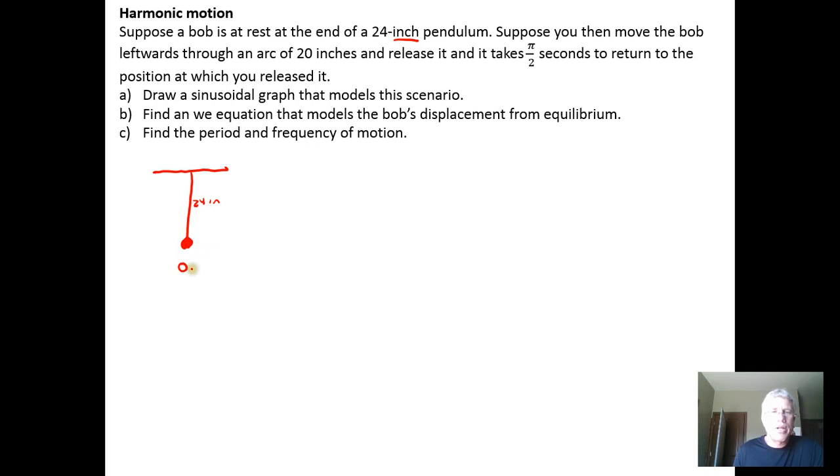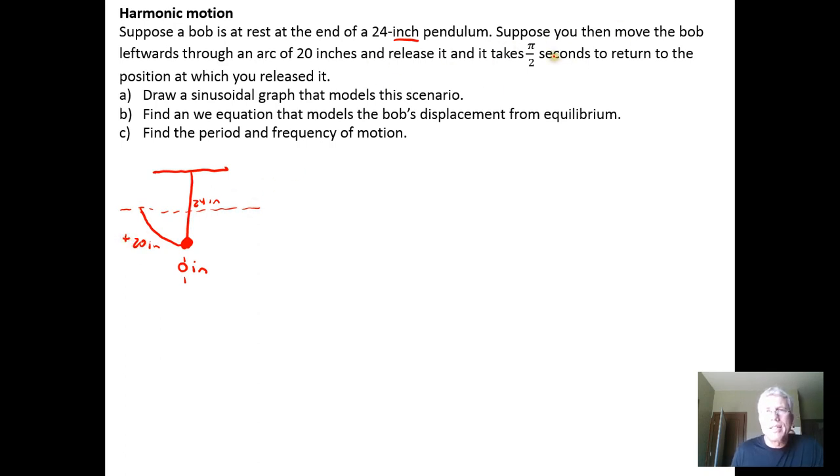That turns out to be extraneous information, but that's okay. So this will be 0 inches at our equilibrium point. And we then move the bob leftwards through an arc of 20 inches. And again, we'll take the convention this time that a leftward movement through an arc is going to be positive. So that's going to be positive 20 inches.